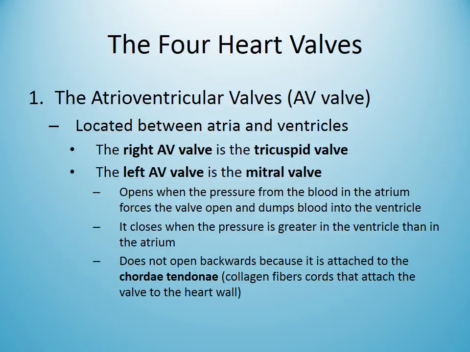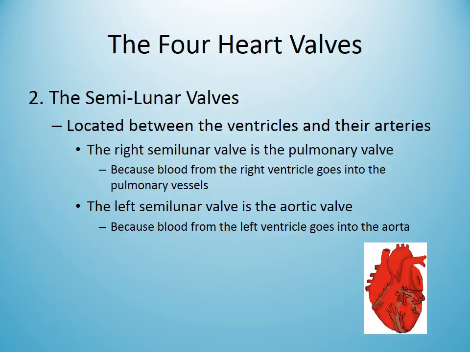It closes when the pressure is greater in the ventricle than it is in the atrium. So when it dumps down into the ventricle, all that blood is going to be in the ventricle with very little in the atrium, and then it'll snap shut again, stopping it from backflowing. It does not open backwards because it is attached to the chordae tendineae, and I'll show you a picture of them in a second. These are collagen fiber cords that attach the valves to the heart. These valves are attached by these spider web looking cords, and it stops them from opening backwards.